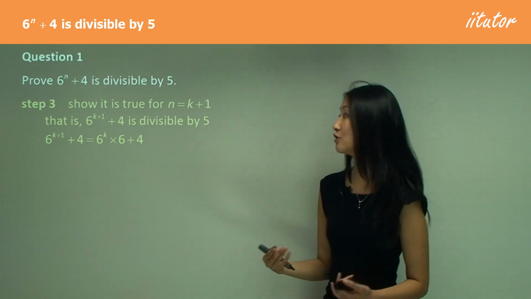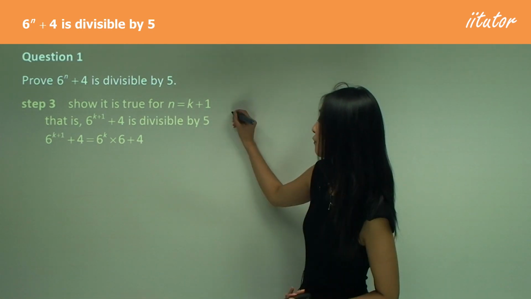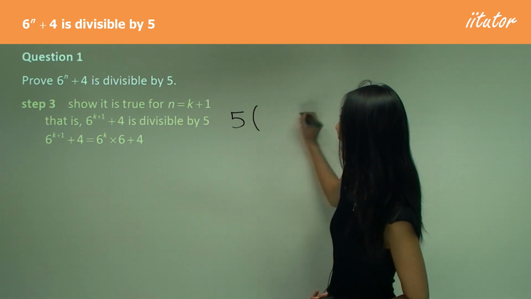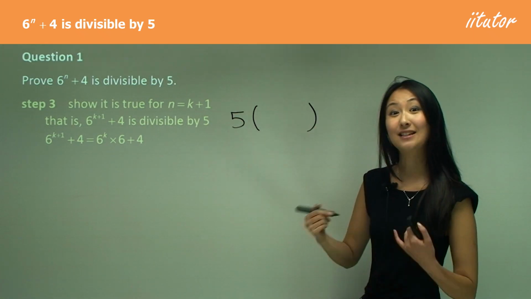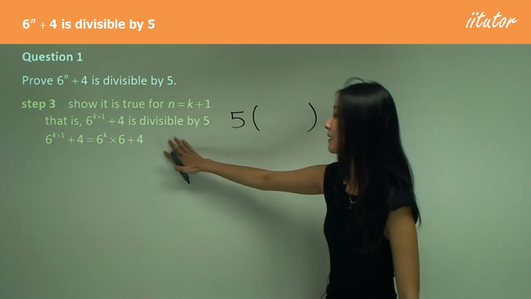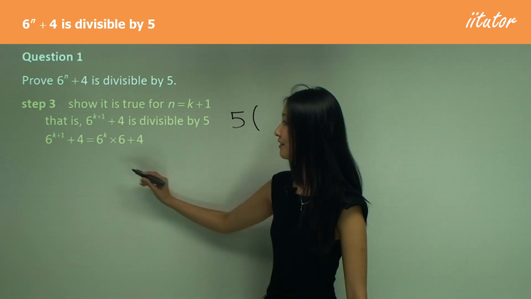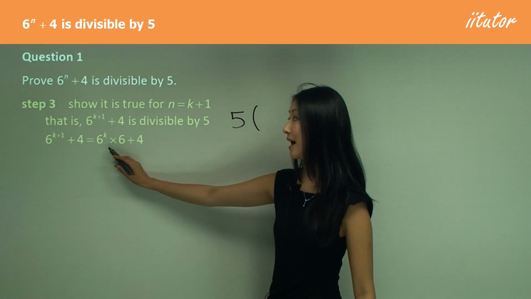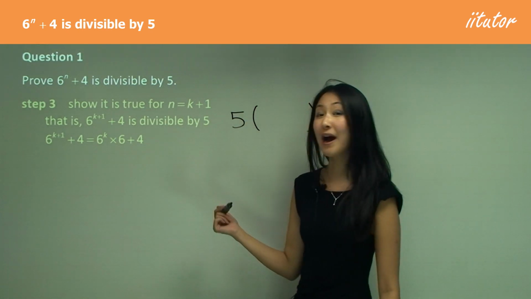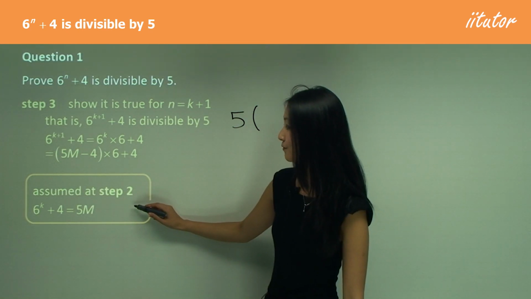Now what we need to do is manipulate it so we can make it equal to 5 multiplied by an integer to show that it's divisible by 5. Right? That's the best way to show it. So we want to manipulate it so we can factorize 5 out. The first thing we want to do is separate this into 6 to the power of k times 6, plus 4. And why I want to do that is so we can use the assumption that 6 to the power of k plus 4 equals 5m.